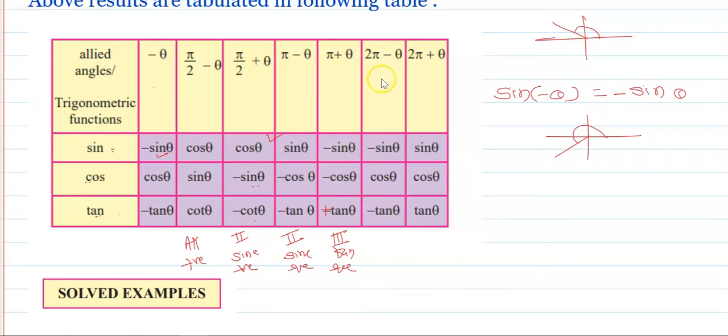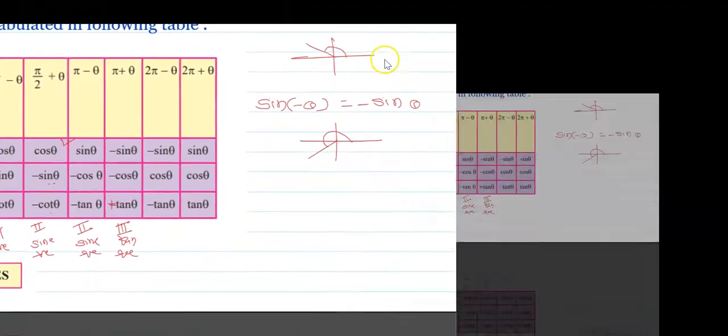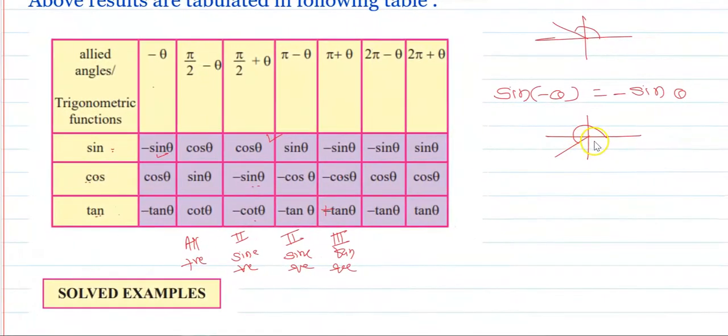Okay. Now the next, 2 pi minus theta. 2 pi minus theta means what? The angle lies in the fourth quadrant, and in the fourth quadrant only cos is positive. Therefore, I will write here cos, it's positive.